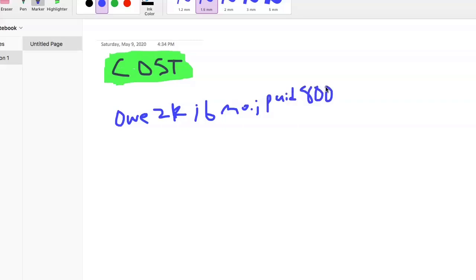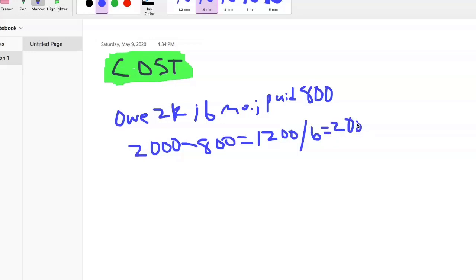Now, what is my monthly payment going to be if I want to pay the same amount every month for the next 6 months to pay this off? We have all the information we need. I started with 2,000 that I owe, then I just paid off 800. So 2,000 minus 800 leaves 1,200 left to pay, and I have to do it in 6 equal installments. 1,200 divided by 6 is 200. So I would owe $200 per month for 6 months, and then I'd be completely paid off. Hopefully that makes sense how I did all that.